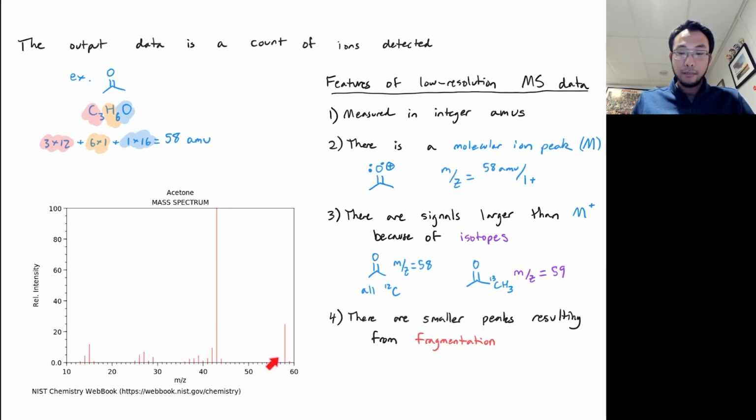So as the acetone is ionized, some of it is made into the molecular ion, some of it is broken apart into smaller pieces, and all of those will show up in the ion beam and travel through the mass spectrometer.